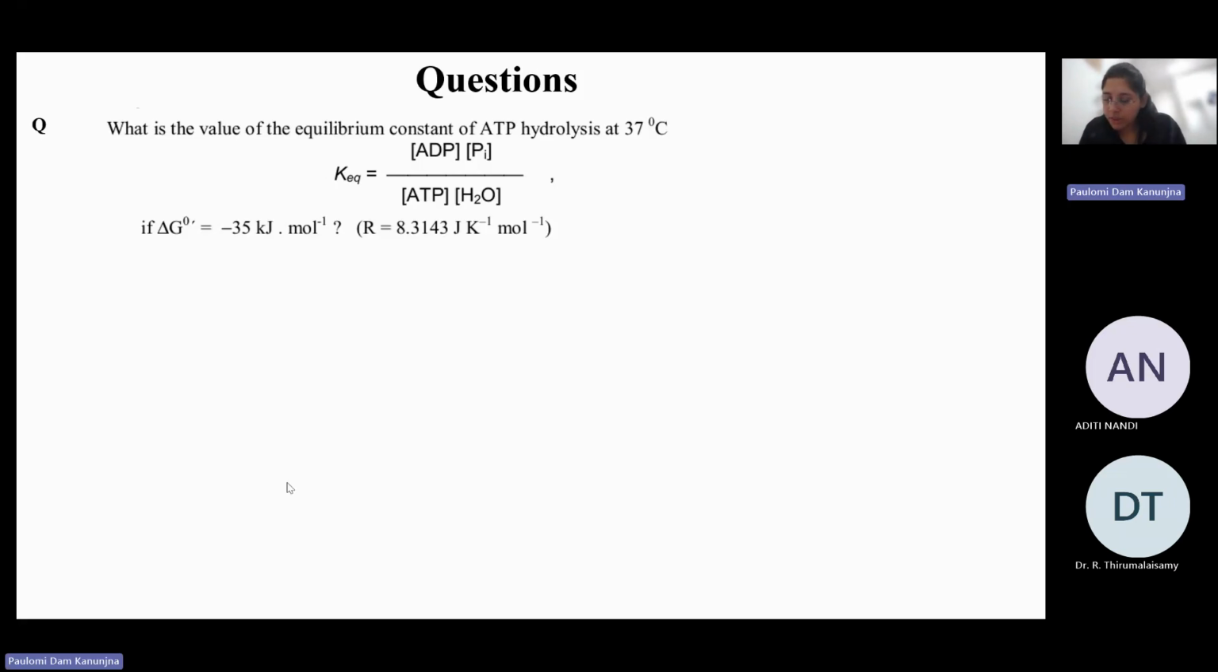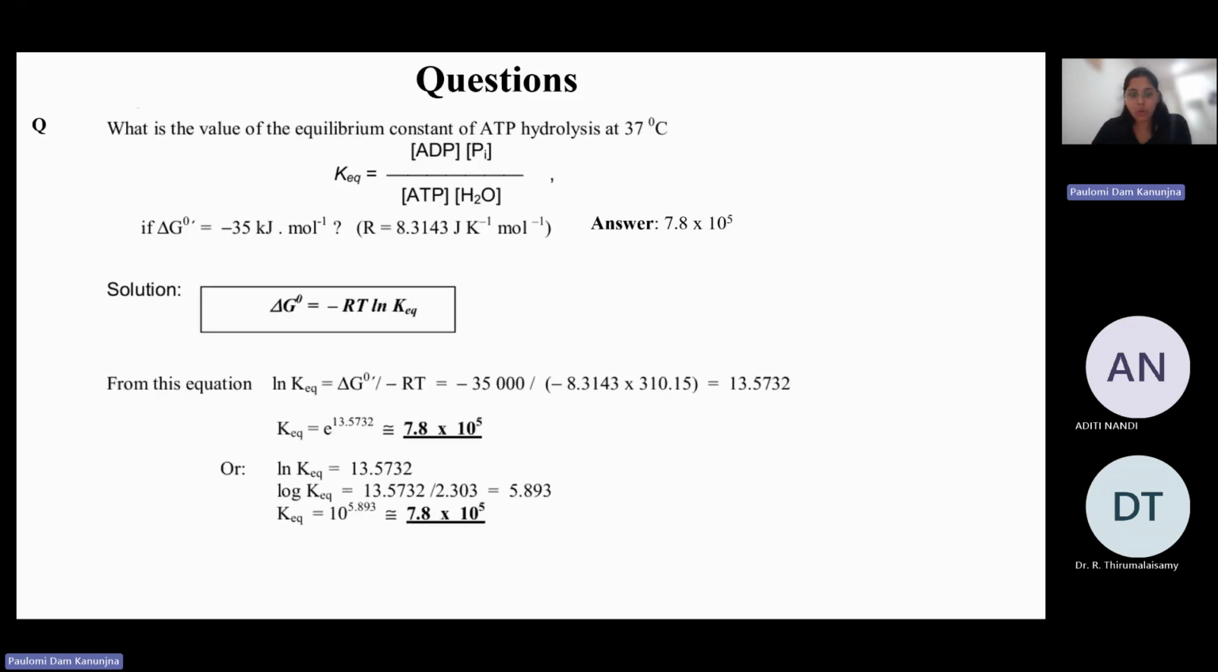All right. Maybe I will show, and then you can see if you have any doubt in the answer or if there's a step that we are missing. So the answer to the equilibrium constant K is 7.8 into 10 to the power 5. Don't get overwhelmed. It's fine. We'll see how it's happening.